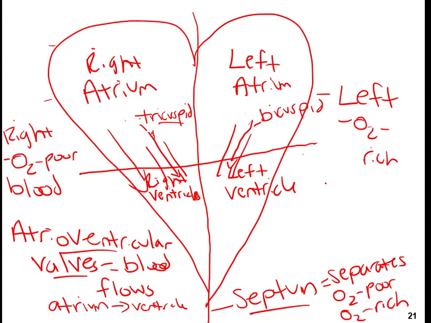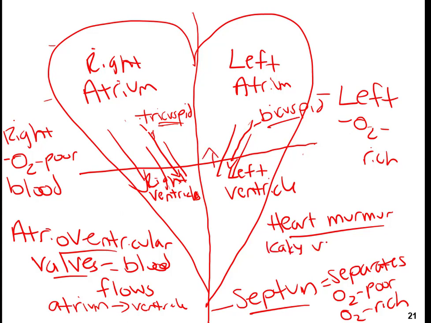Some people have this disorder called a heart murmur. A heart murmur means you have a leaky valve, either a leaky tricuspid or a leaky bicuspid, and some of the blood flows backwards. So this is a leaky valve. Definitely not a great thing, right? Not good.